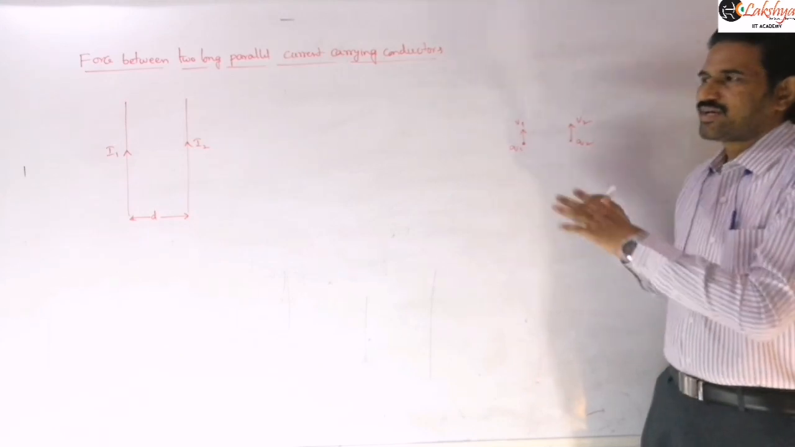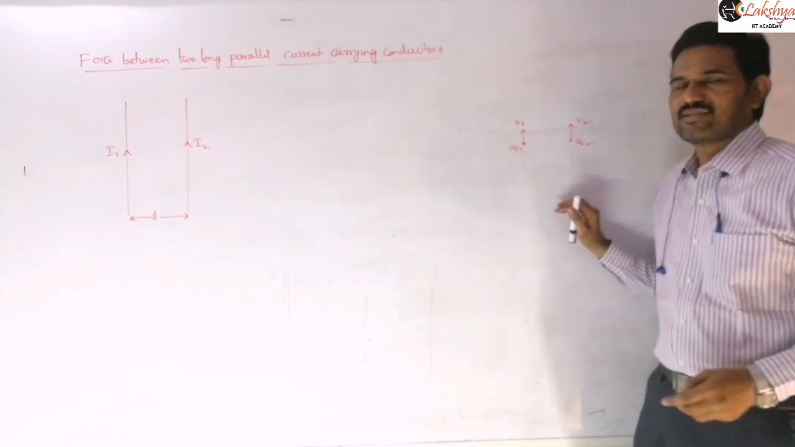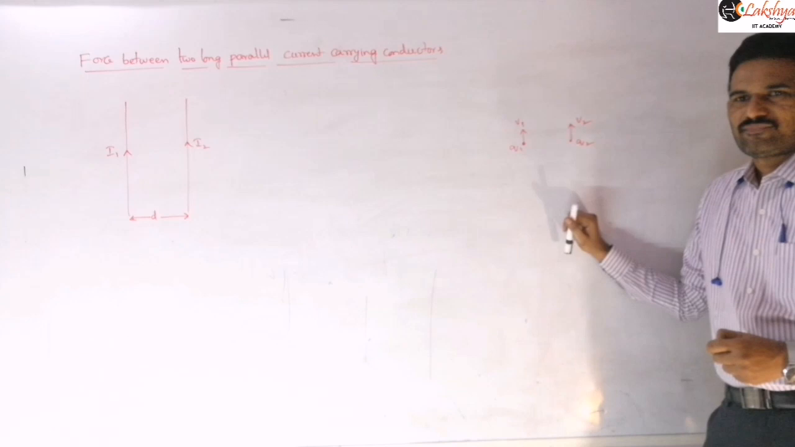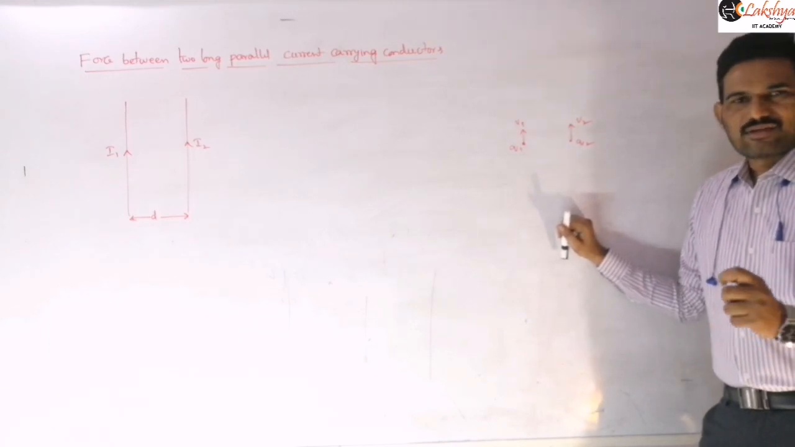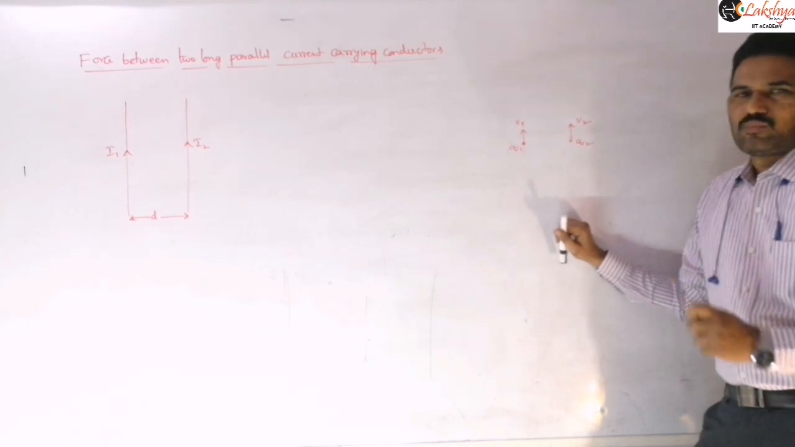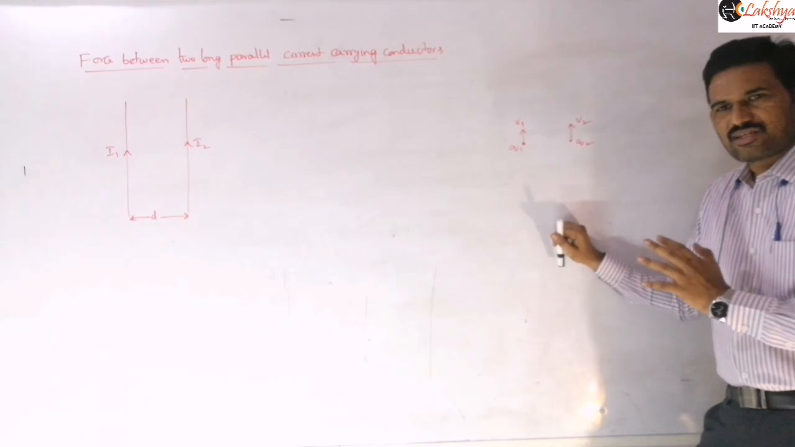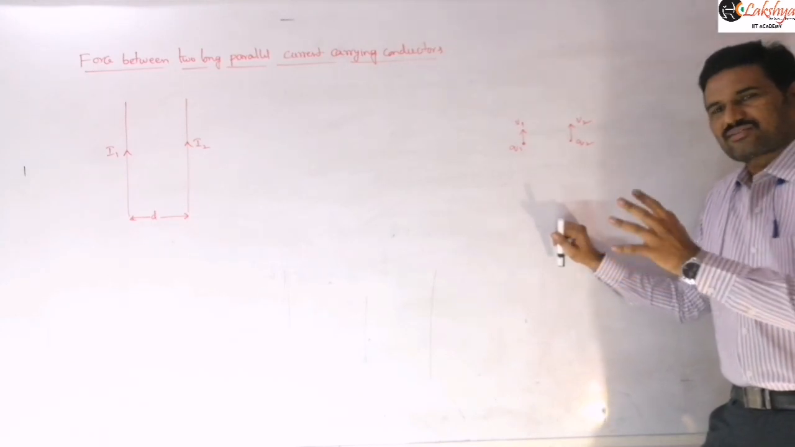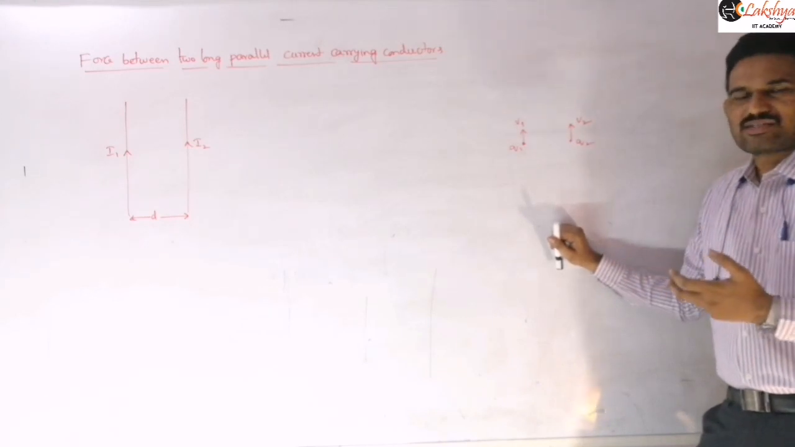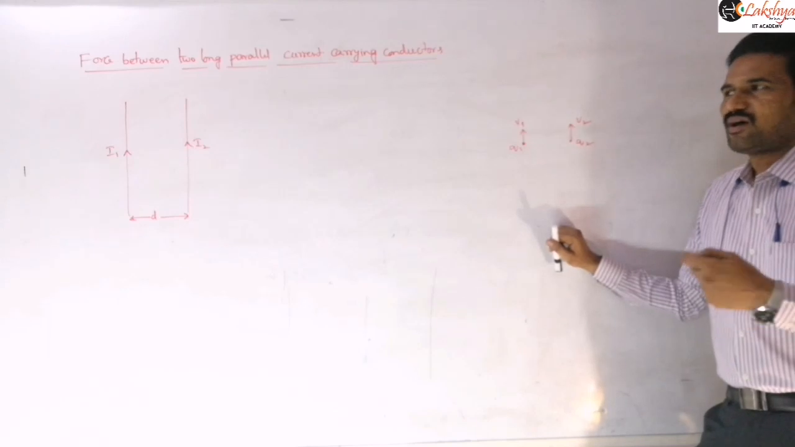Now, in the case of current carrying conductors, is there any electric force between those two current carrying conductors? Is your answer yes or no? Your answer should be no, because there are no charges given to the conductors, either the first conductor or the second conductor. Is either carrying any excess charge? No. Then your question will be how current is flowing.